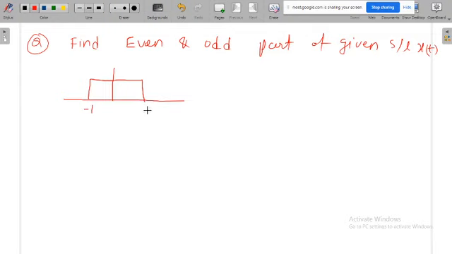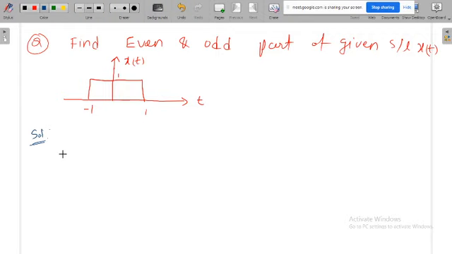Now what do you expect? Once you try to extract the even part from this, what will you get? Because they are giving this signal as a general signal x of t, but this signal is actually an even signal. Even signal consists of only even parts. So once you try to extract the even part of the signal from this signal, you will get this signal only.